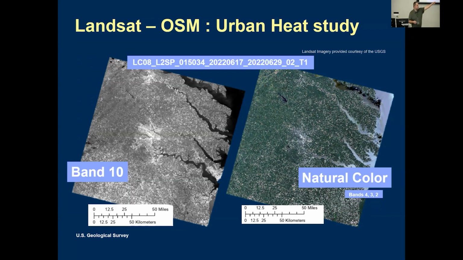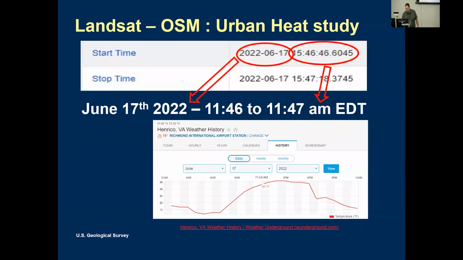Again, the natural color is our bands 4, 3, 2, and that's going to show green is green, red is red kind of thing. This image in particular was gathered last year about this time, June 17th, at 1546 GMT, which translates to just before noon local time. On that day, I went to Weather Underground and pulled air temperature data from the Richmond airport. On that day, it was 93 degrees out. Keep that in mind.